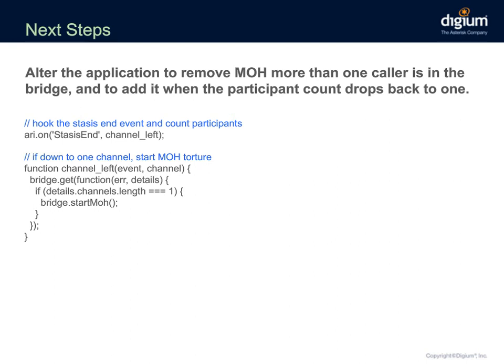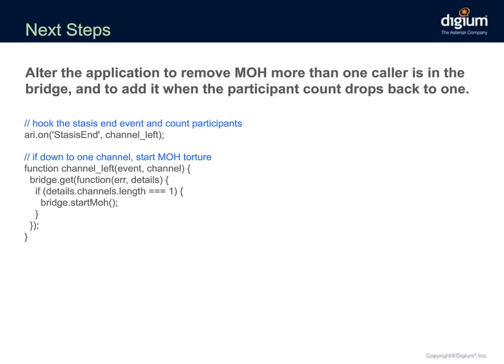So on status end, we're actually going to call a function called channel left. And in channel left, we get the event in the channel, just like we did on channel joined. We're going to then go to the bridge, and we're going to use the bridge.get function to get all of the current details about that bridge, including a list of participants in it. Now, the list of participants shows up as channels, and that is an array, and an array value in JavaScript has a length, so we use details.channels.length to see if the number of participants in there is equal to 1. And if it's exactly 1, then we start music on hold.